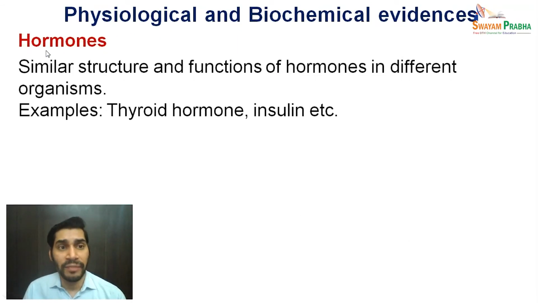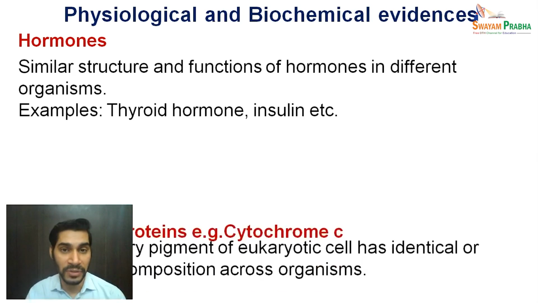Not just enzymes, if you consider the hormones, they also have similar structure and functions in different organisms. For example, thyroid hormone or insulin. In different organisms, they are structurally so similar and functionally so related that they can be transferred from one organism to another belonging to a different species. For example, pig insulin can be taken and given to human forms. So their structural and functional similarity again indicates the common origin of different life forms.